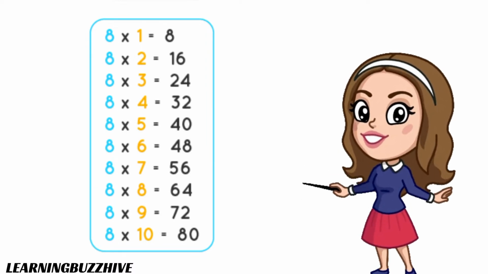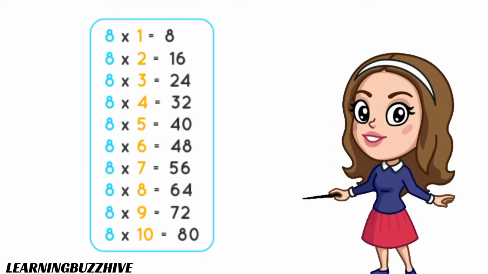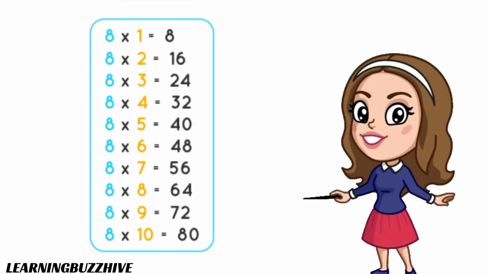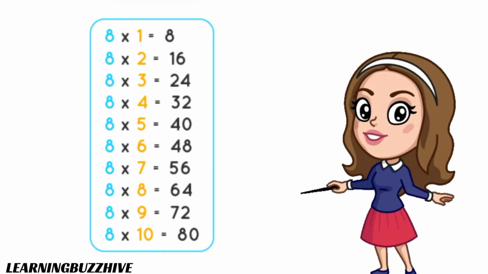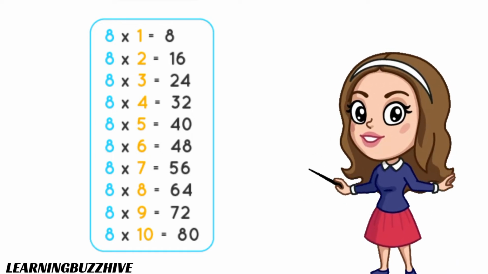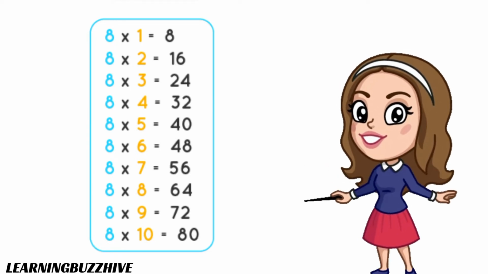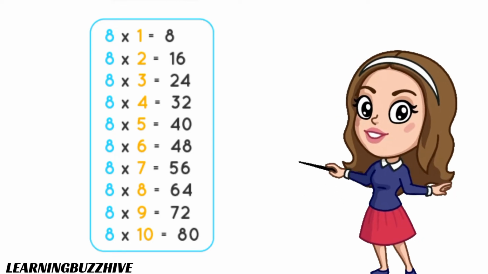Eight ones are 8. Eight twos are 16. Eight threes are 24. Eight fours are 32. Eight fives are 40.